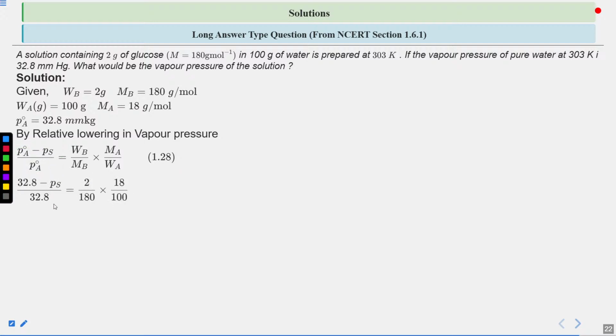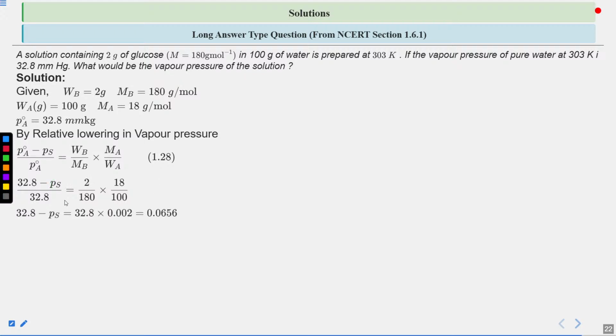Now you just have to put the values which are given. The term which you have to calculate in this question is vapor pressure of the solution, which is represented by Ps. The 32.8 is the P naught A. We just put this value here, and it will be equal to 2 upon 180 times 18 by 100. The given values are already present in our question. You just have to put those values in this formula and you get this equation. In this equation, the only unknown thing is Ps, which you have to identify.